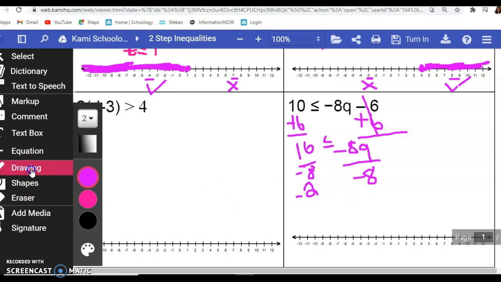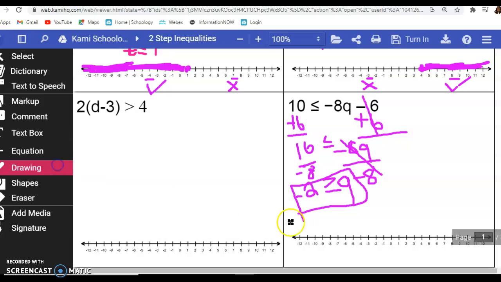We're going to flip the sign. And we're just left with, these cancel, we're left with q. And that's our answer. -2 is greater than or equal to q. Make that look a little bit more like a q. All right, so now we're going to find -2, which is here.